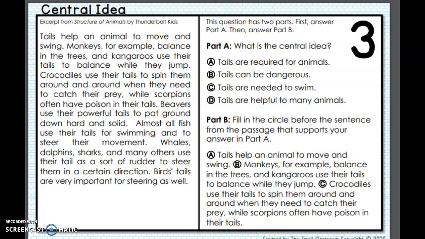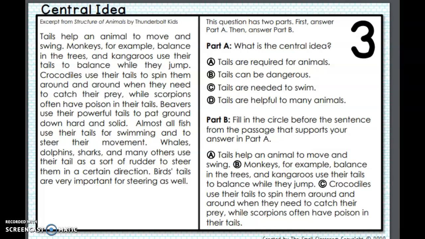Yesterday we talked about main idea and supporting details. Main idea is what the text is mostly about, and supporting details are those little details in the story that back up the main idea. At the top of this we see it says central idea. I want you guys to know that central idea and main idea are the same thing. So if you hear me say central idea, just know that we're also referring to main idea.